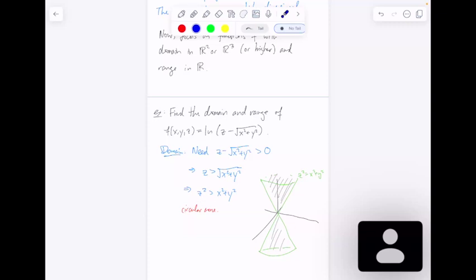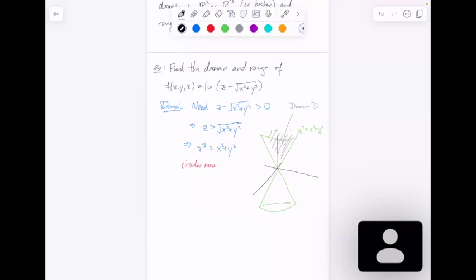So if this bottom cone were included, you would have parts where z is negative, let's say at (0, 0, -100). If I were to fill in this cone here, that would be a point here, but minus 100 would not work for a natural log. So in fact, you could only have the top part of this. So this is the domain.